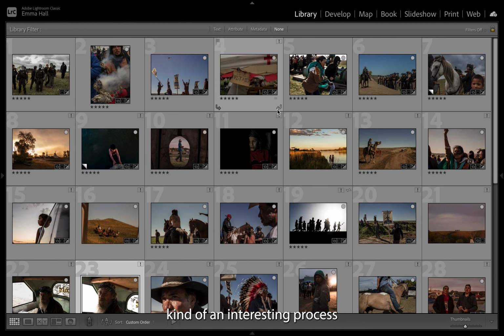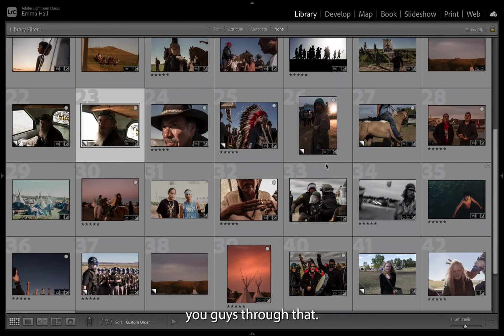And I thought it'd be an interesting process to figure out why I would pick a photo over another photo, especially if it's something that I like. Why would I pick the lesser good photo of the two? So I just wanted to take you guys through that.